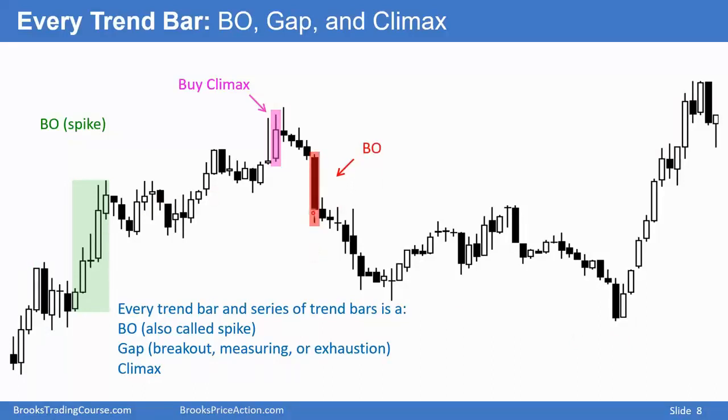We have a big bear reversal, breaking below the bottom of this channel, a wedge, 1, 2, 3. It's a trend bar, and therefore it's a breakout. And there's usually a gap associated with it if it's the start of a bear trend. For example, a gap between the close of this bar and the low of that bar, a gap between the high of this pullback bar and the low of that bar.